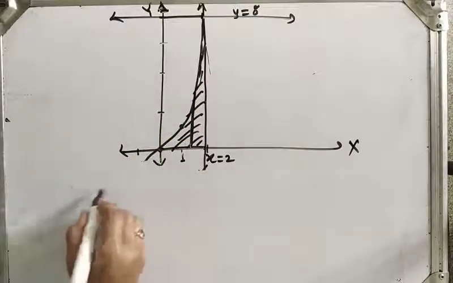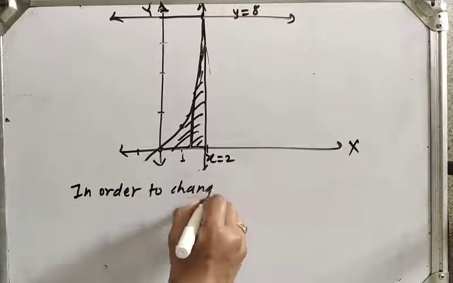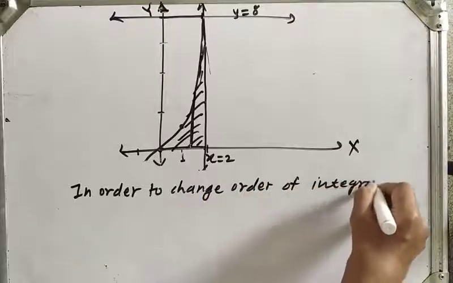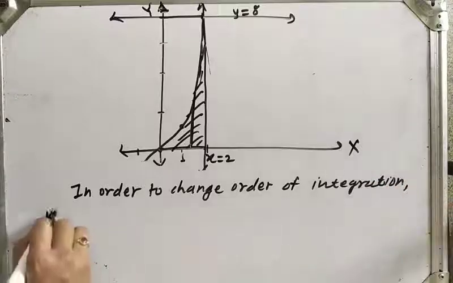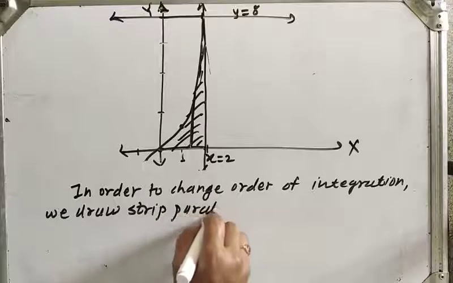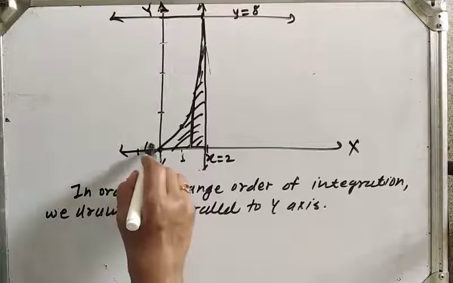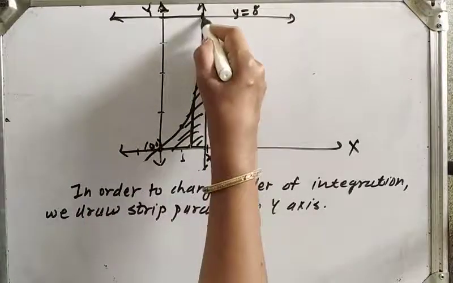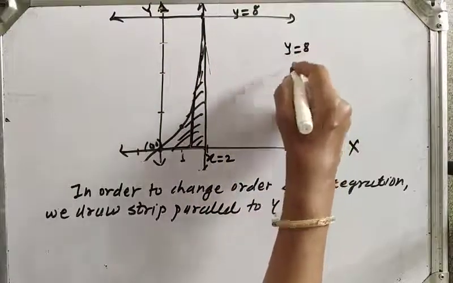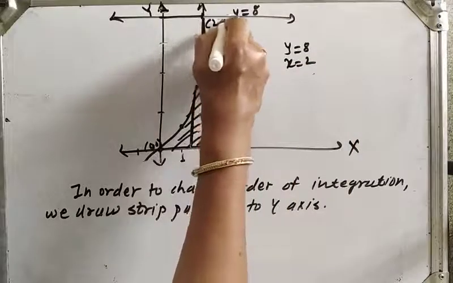So we will write, in order to change the order of integration, we draw a strip parallel to the y-axis. Now this point is 0, 0. What will be this point? Here y is 8. It is the intersection of y is 8 and x is 2. Okay. So this point will be 2, 8.